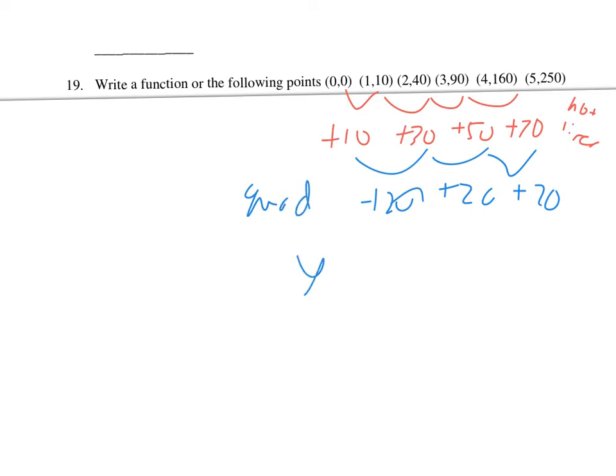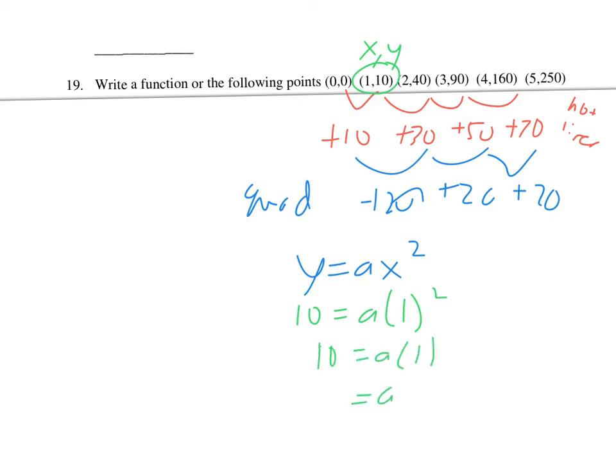And for quadratic, our equation is always y equals ax squared for these problems. And so to find that a value, I'm just going to plug in any point except 0, 0. So I'm going to use this one, x comma y. So we get 10 equals a times 1 squared. So 10 equals a times 1. So then really a is 10. So then I can say y equals 10x squared.